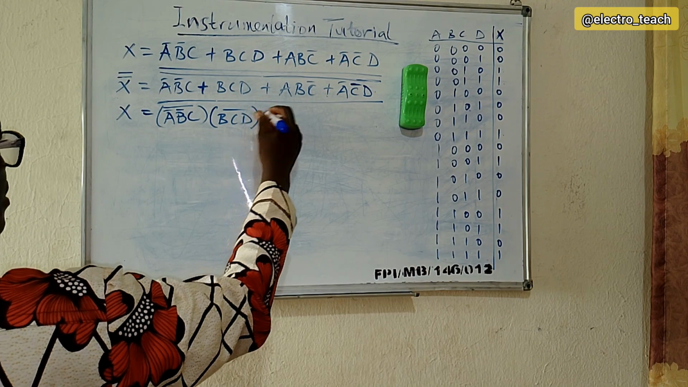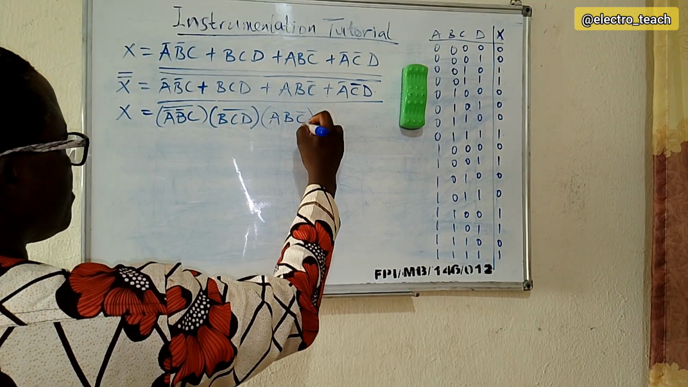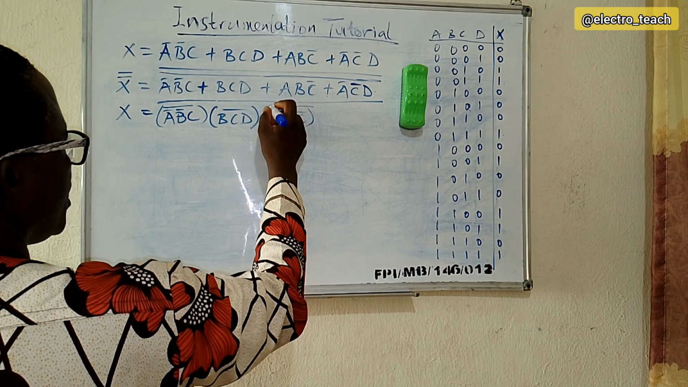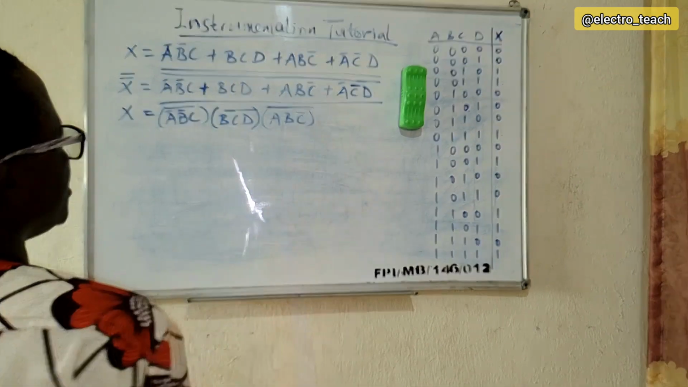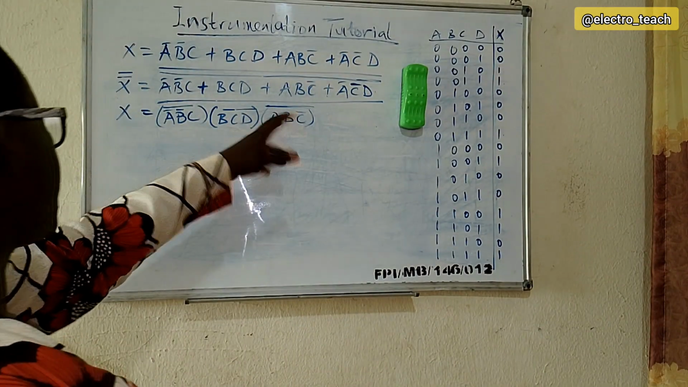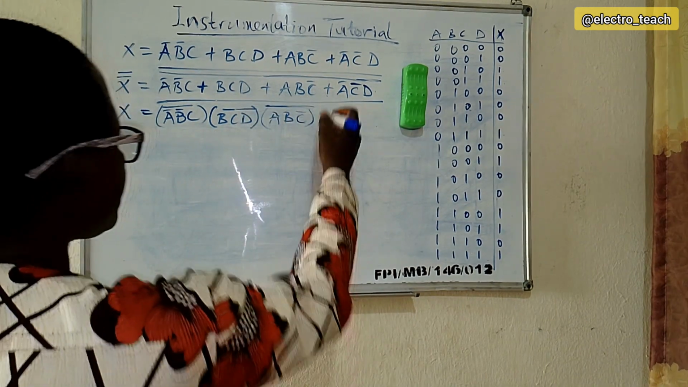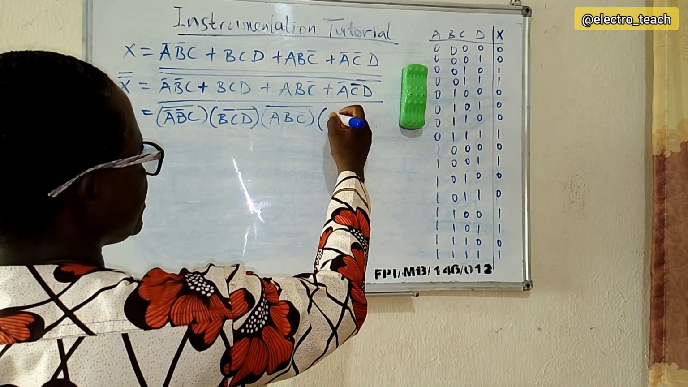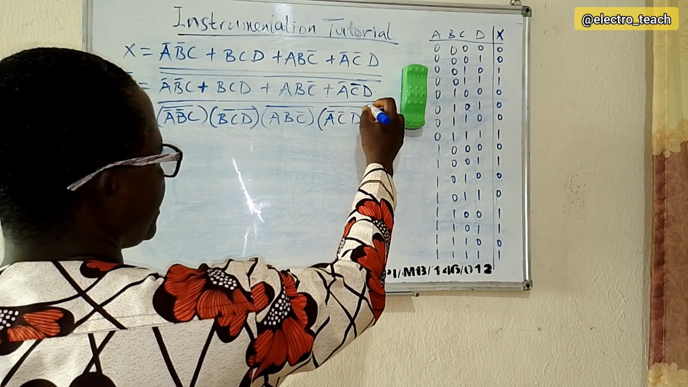BCD, another one again, A B C bar, and there is one bar also. The lower bar breaks onto the AND gates and turns the OR sign into AND. That's why I'm changing this to brackets. A bar, C bar, D, another bar here.